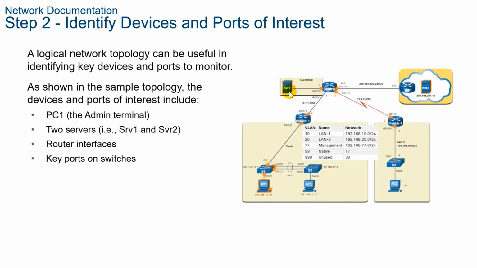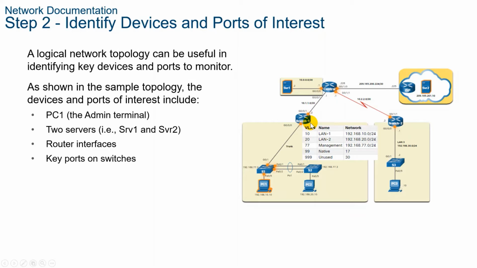Step number two is identify devices and ports of interest. Use the network topology to identify those devices and ports for which performance data should be measured. Devices and ports of interest include the following: the network device ports that are connected to other network devices, servers, key users, and anything else considered critical to operations.